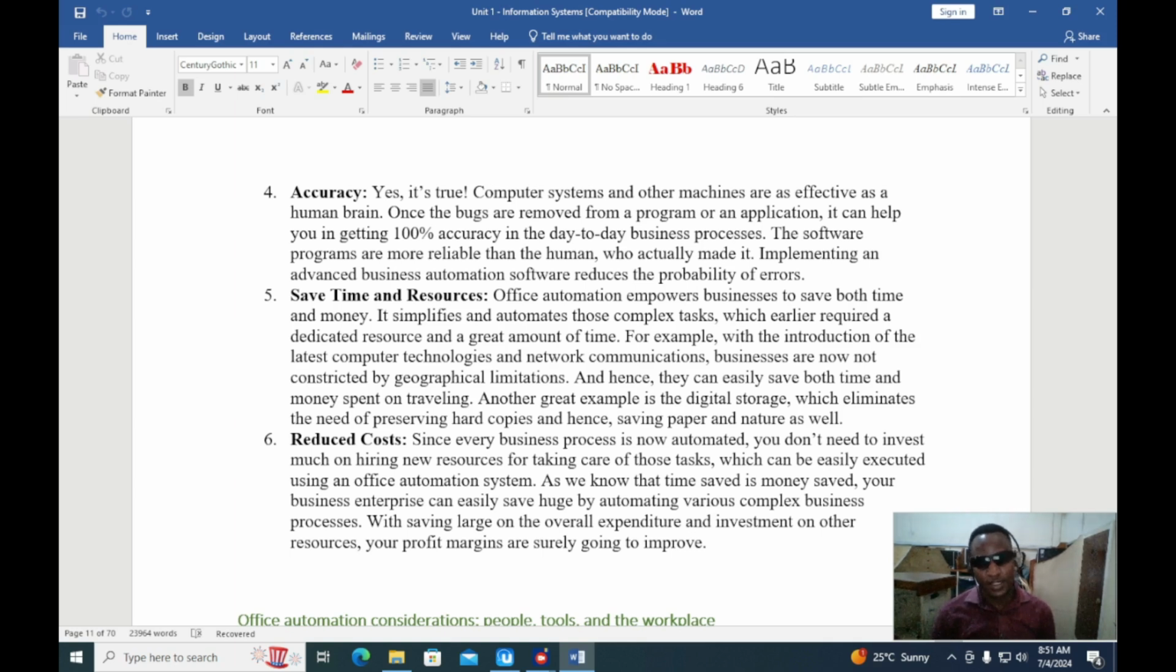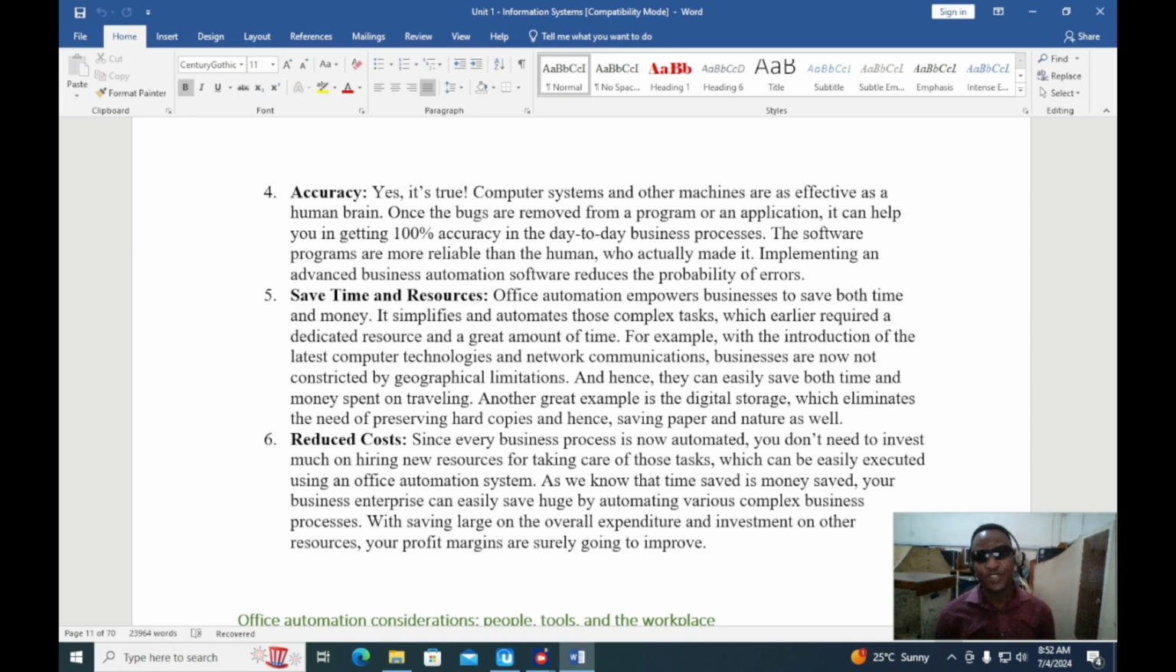Then we have time saving and resource saving also. When we automate the office, it is going to save time. It is also going to save money, because the tasks that would be done by people are now done by computers, so we need fewer people to pay. Then the speed at which the computer does the tasks is higher compared to the speed the human would do the task, so it saves time.